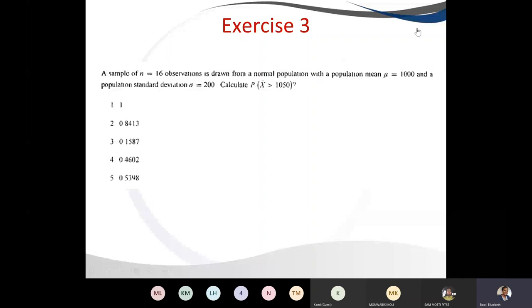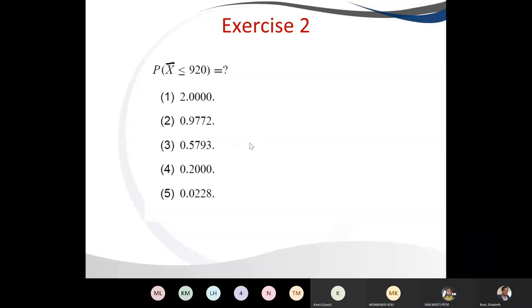Please let me know if you are done when I ask, and if you are busy, also communicate with me so that I know how many people are still busy. The screen is still on the previous exercise. Ma'am, is that question based on the heading of the previous one?